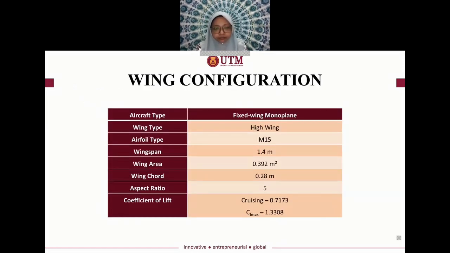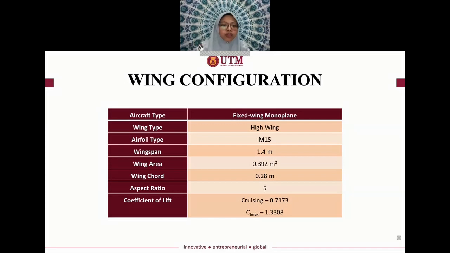As for the wing configuration for our RC plane, the aircraft type chosen is the fixed-wing monoplane. The reason why we choose monoplane, like I mentioned earlier, is because it is the easiest one to build. In addition to that, a monoplane is the most common configuration since it has the highest efficiency and lowest drag. Apart from that, the high wing is picked instead of low wing because low wing aircraft are prone to incur more ground effect during landing as compared to the high wing.